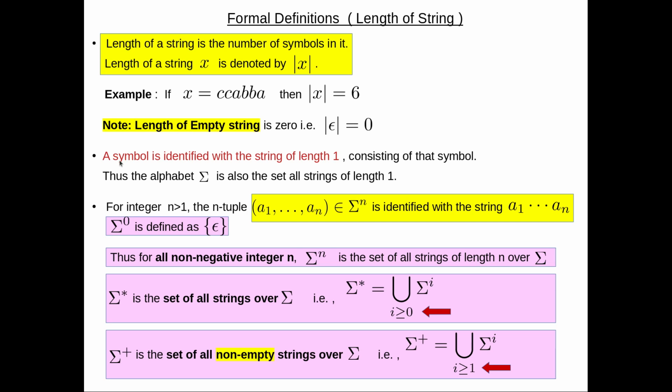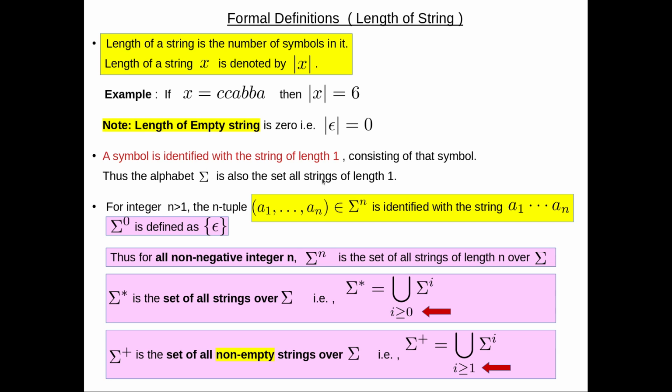Now, if you just take, say, one symbol, is it a symbol or a string of length 1? We identify a symbol as a string of length 1. So we do not make any distinction between a symbol and a string of length 1. Right. So in that sense, this sigma, this alphabet, is also the set of all strings of length 1, right?